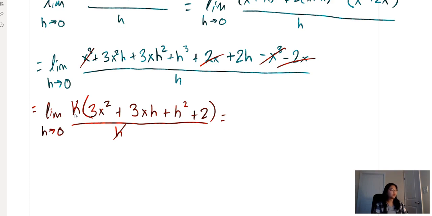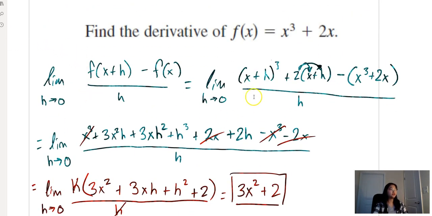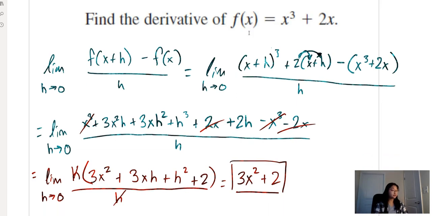Alright, so now we have 3x squared, there's no h's there, so that doesn't go away. We have 3xh, but the h is going to 0, so that goes away. This h squared, 0 squared is still 0, and then plus 2. There is my limit: 3x squared plus 2. Does that make sense? If we look at our original function, we're looking at a function of x, and yeah, that looks good to me.